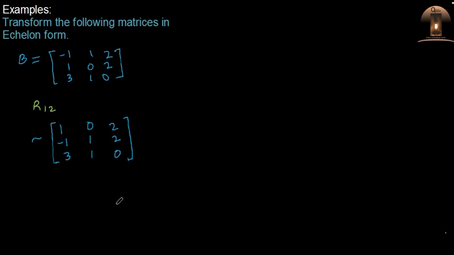Now the next thing is to transform the two elements below this 1 to 0, to transform the matrix into echelon form. How can we change this minus 1 to 0? That is simple. I can add this 1 here, and this will be 0. And how can I transform this 3 to 0? That is very simple. I can multiply this 1 by minus 3 and then add this result to 3.